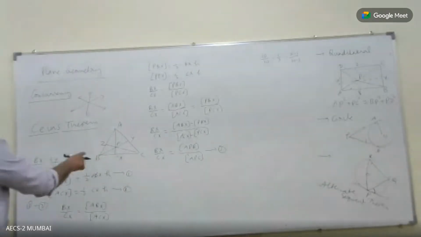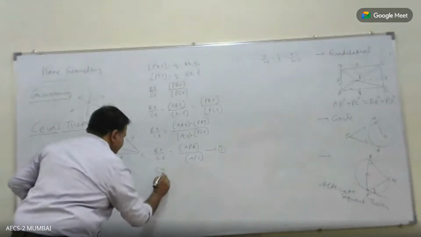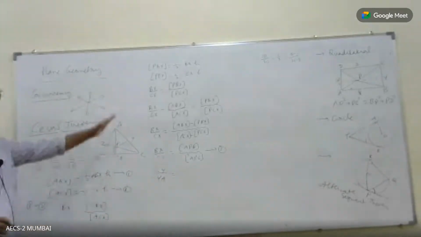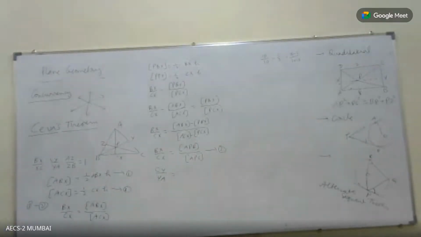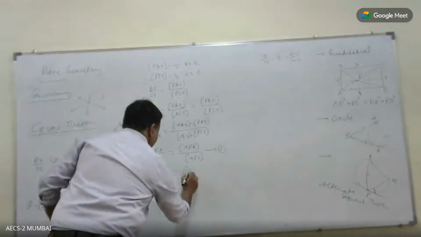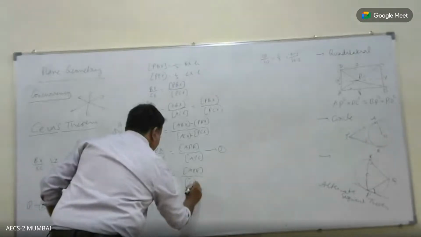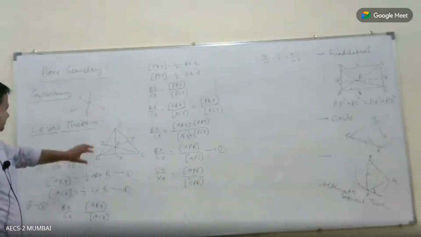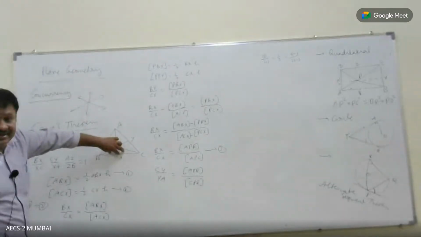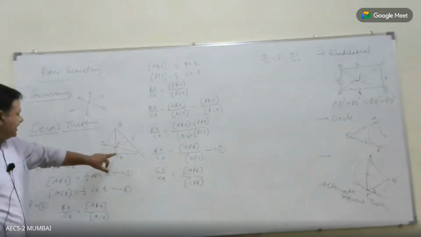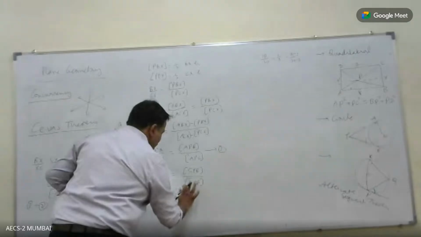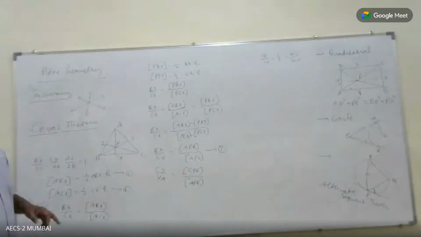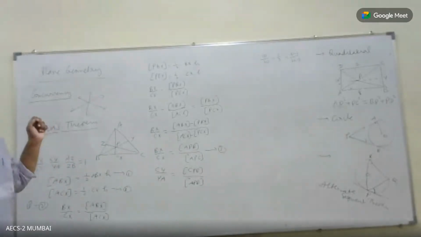Now next I try to find this ratio, Cy by Ya. I will not do all the steps. It recurs, similar steps. Can you tell the direct answer? Very good. Area of APB by area of CPB. This triangle area by this triangle area will be... I should write reverse now. Cy I am writing here. CPB, APB, right?